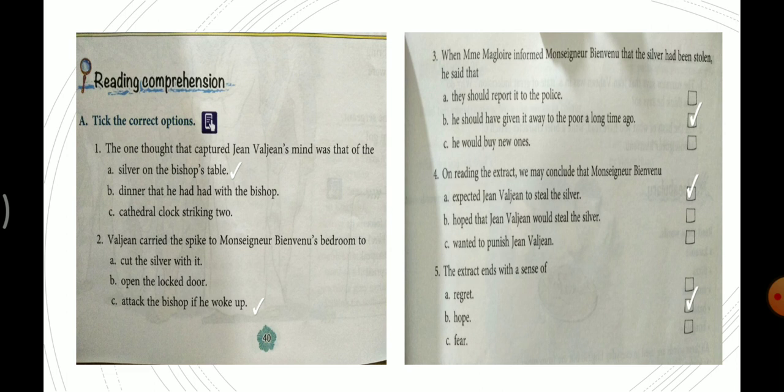Right? Next, the extract ends with a sense of hope. Whose hope? The hope of the bishop that Valjean will become an honest man. And might be also that Valjean was thinking about the same, that he can really become an honest man, do some business or some other work with this money that he will earn from the silver. So the answer is B, hope.